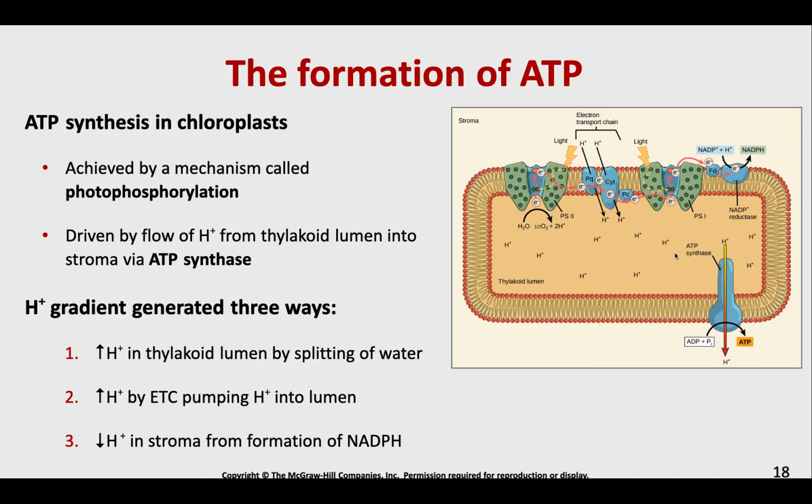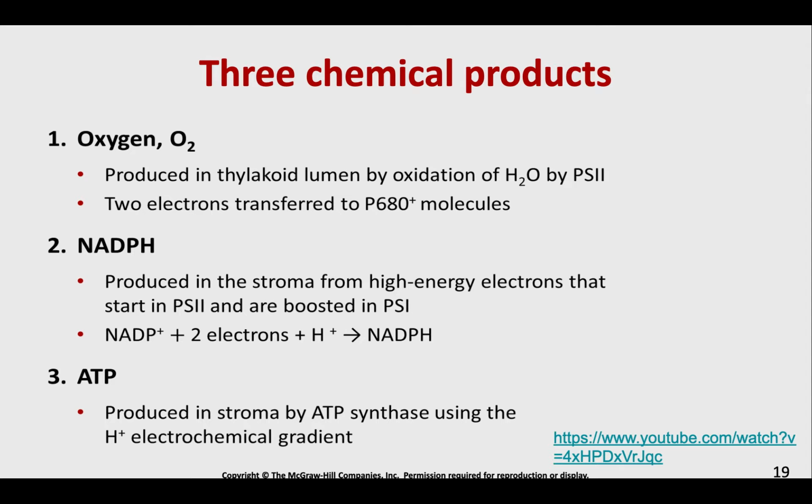But we also have another way that's a little less intuitive to think about. We're decreasing the number of hydrogen ions in the stroma, outside of our membrane, by adding them to NADP plus to create NADPH. So we're decreasing the amount even further on the outside, in the stroma. So we've set up this very nice gradient for these hydrogen ions to move through and help create ATP.